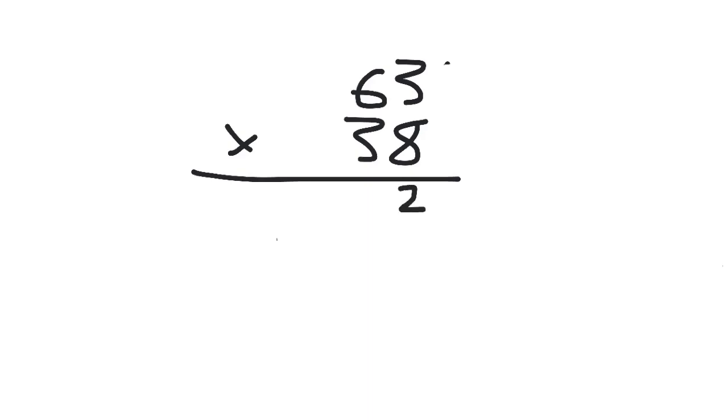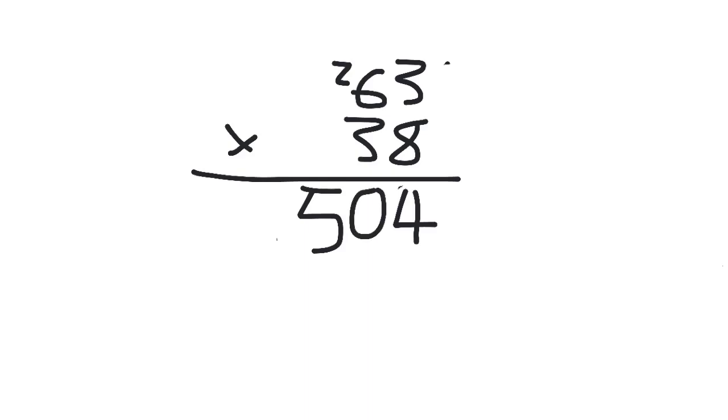Oopsie, first mistake, never mind, I can rub that out. You see, even your teachers make mistakes sometimes. So 8 times 3, 24. Put my 4 there, the 2 goes up here. 8 times 6 is 48. 48 plus 2, let's see, that is 50.